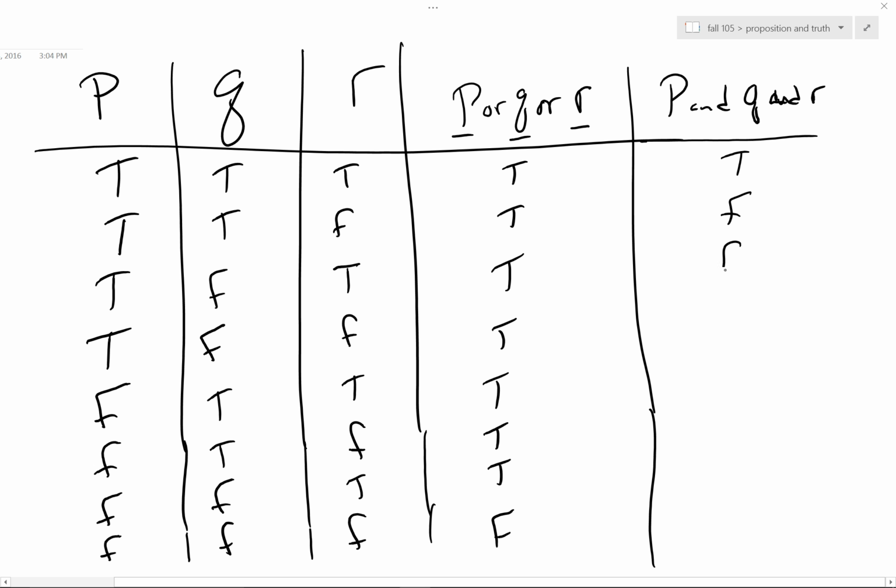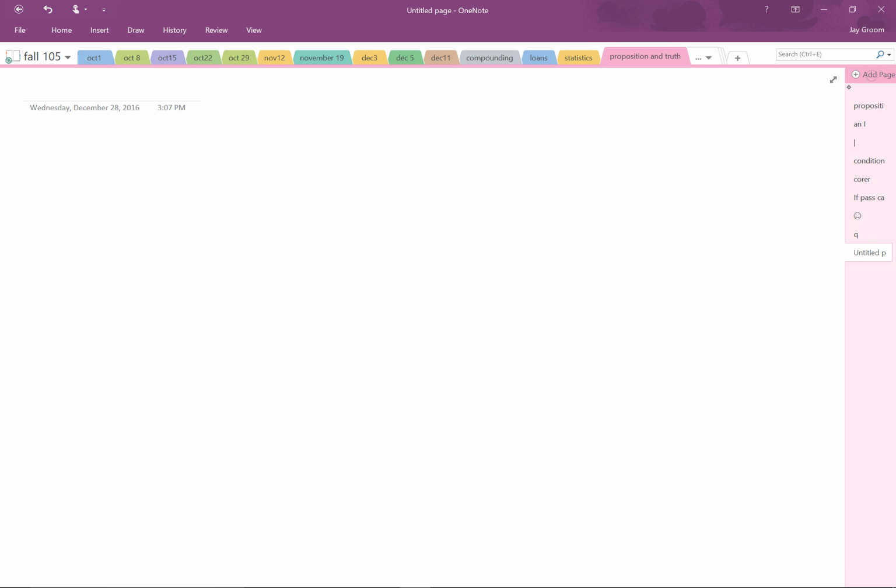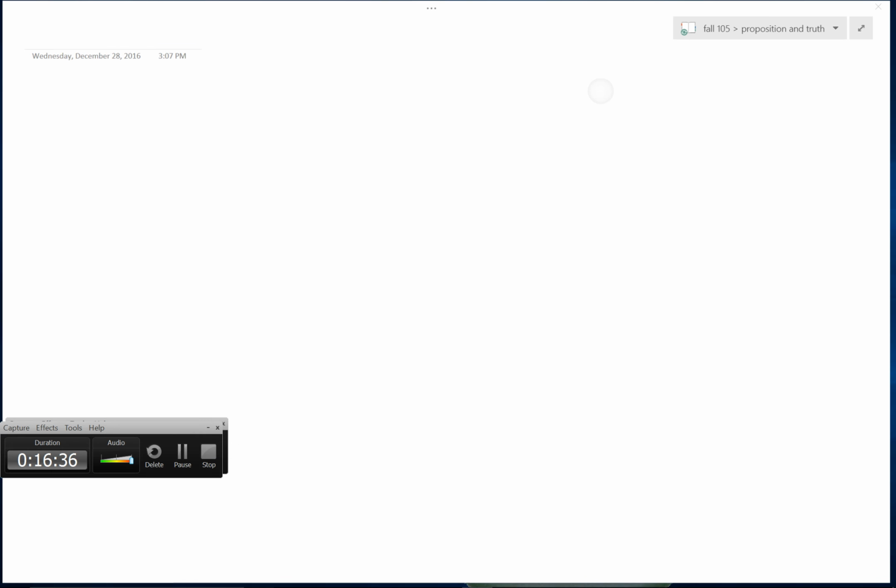The rest of them are all false because I can't have any falses for it to be a true statement where P and Q and R are all true. Okay? Now here's one more table-wise.